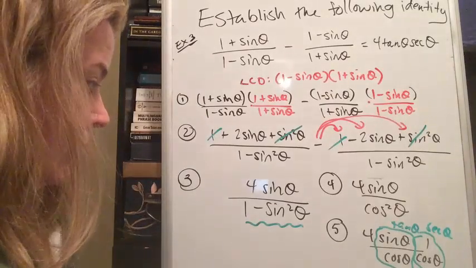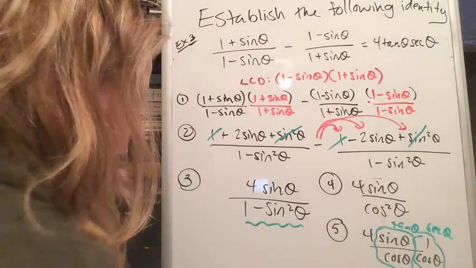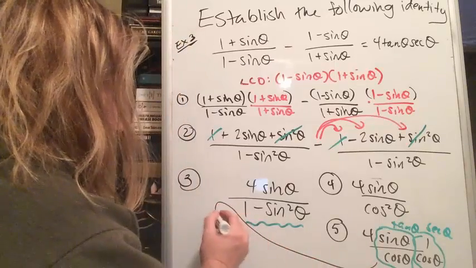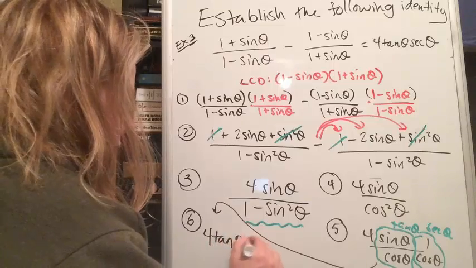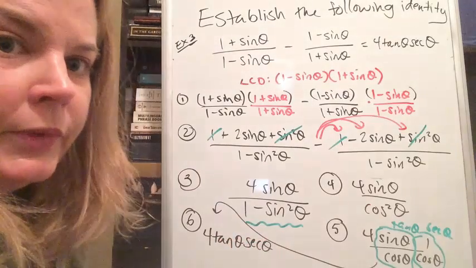And we have it. Except I don't have enough space. So let's see if we can squeeze in number 6. Step 6 here: 4 tangent theta secant theta. Sorry, it's messy.